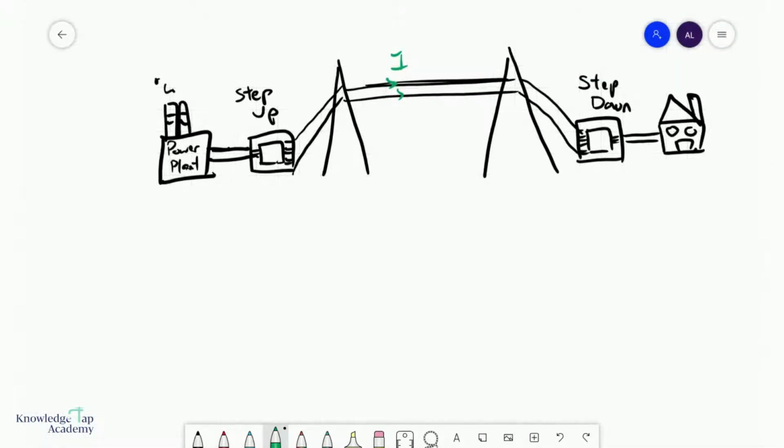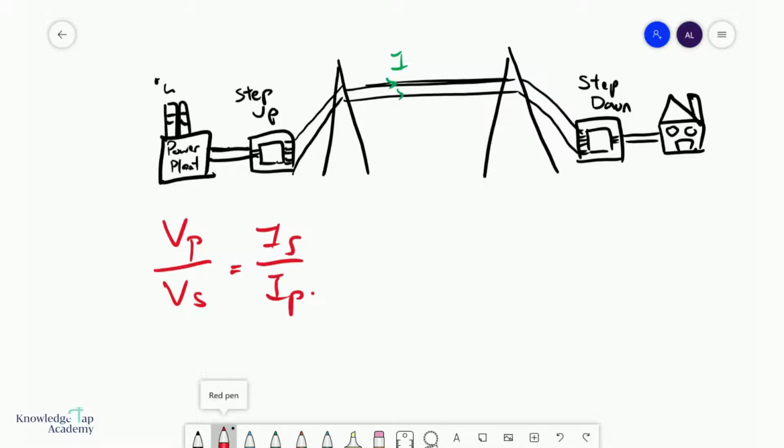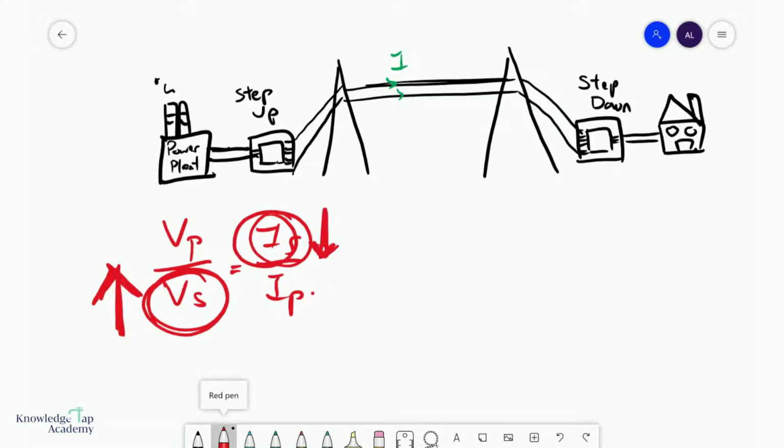And so, how does stepping up help? Well, remember that when you step up a voltage, let me just write this down. Let's assume these transformers are ideal. Vp over Vs equals Is over Ip. And so remember, when you step this up such that your secondary voltage is very, very big, what does that imply? It means that your secondary current will become very, very small.